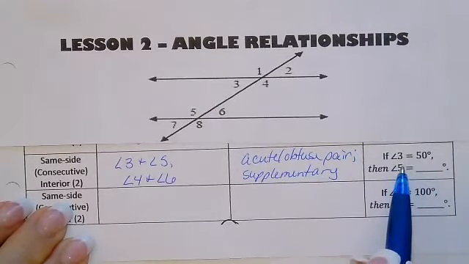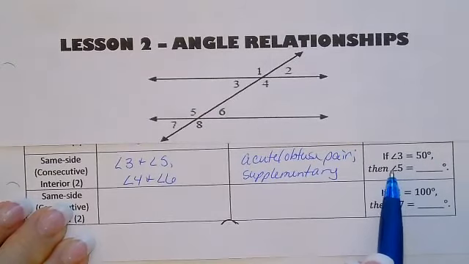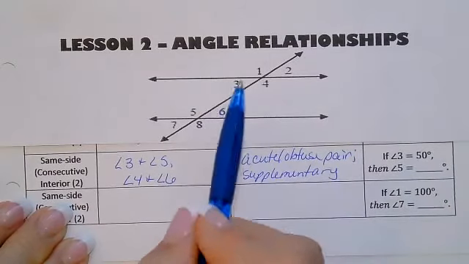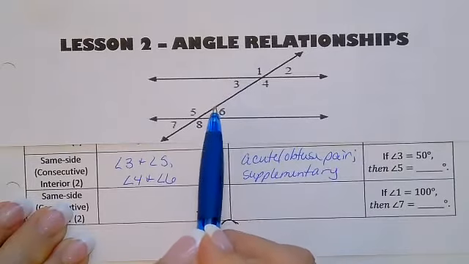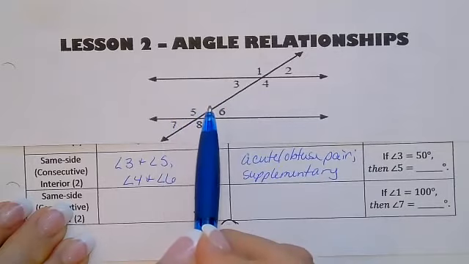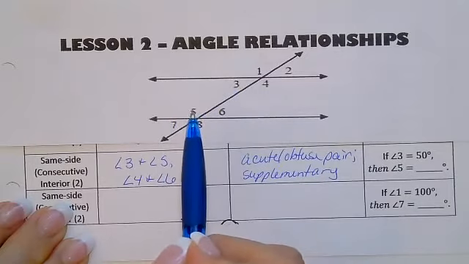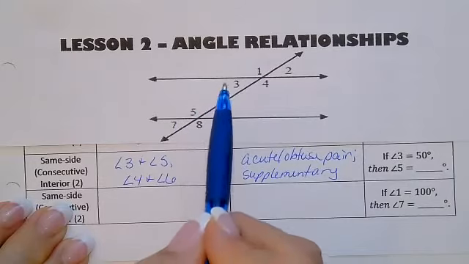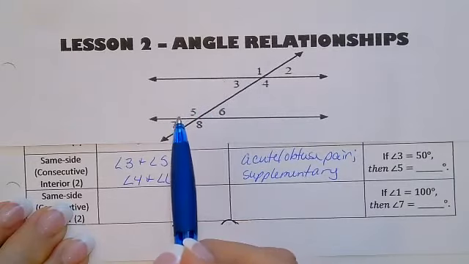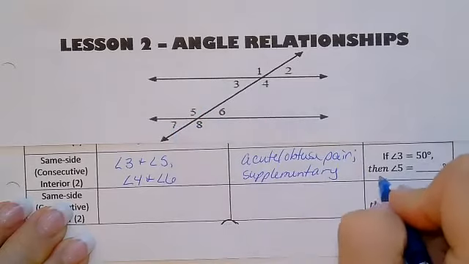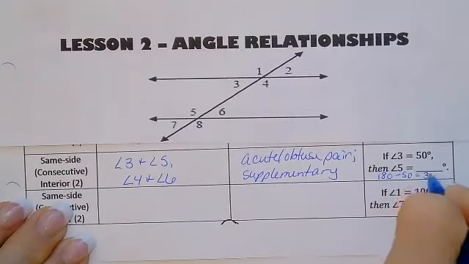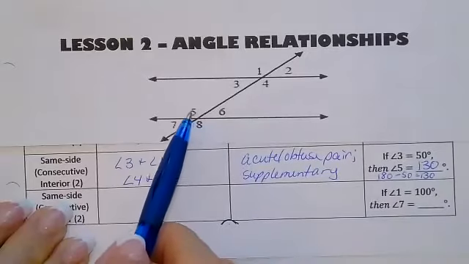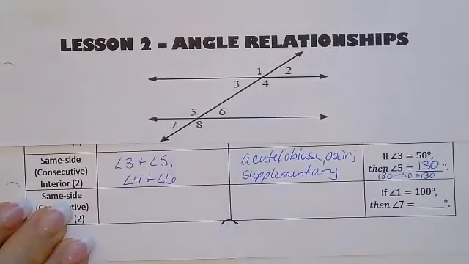So if angle 3 equals 50 degrees, what does angle 5 equal? So angle 3, if this acute angle is 50 degrees, what would this angle equal? Well, I know put together they're 180. So if I subtract 50, I'll find this missing angle. So 180 minus 50 equals 130. So that must mean angle 5 is 130 degrees.